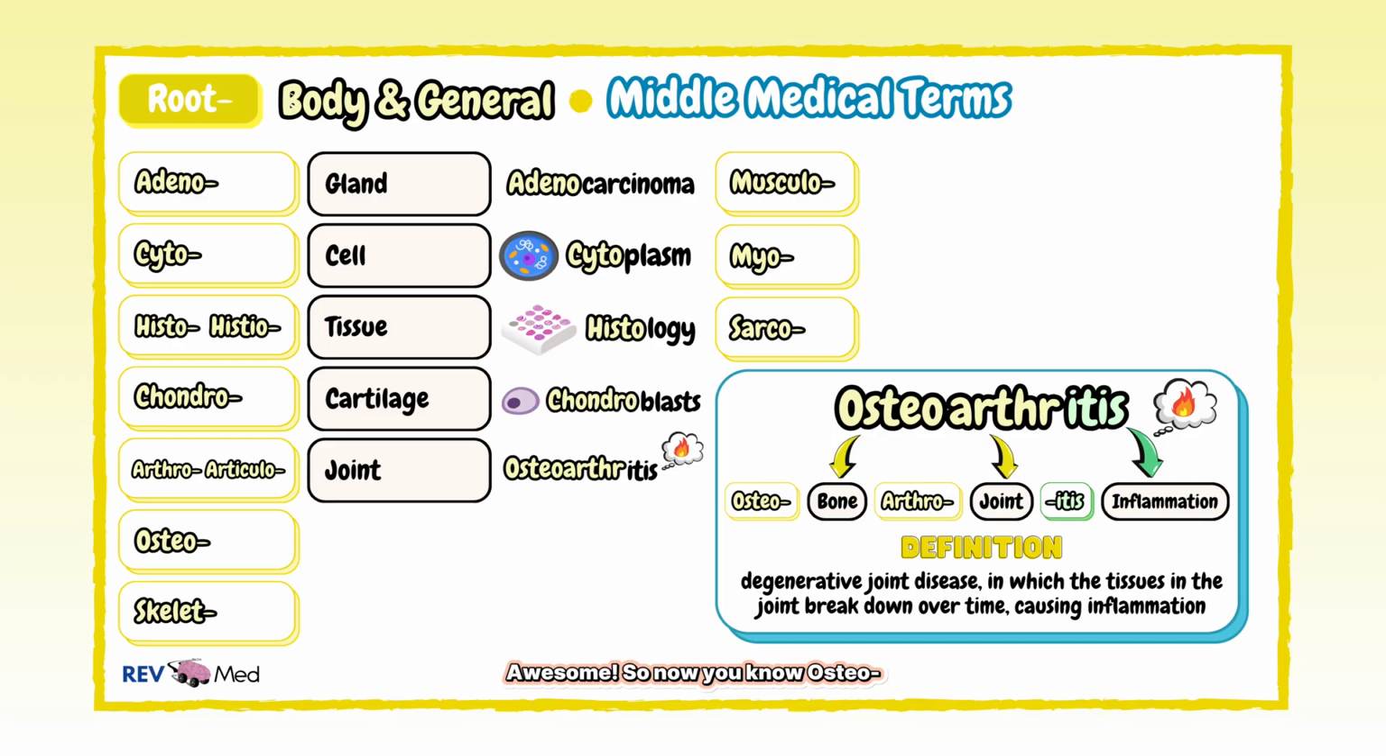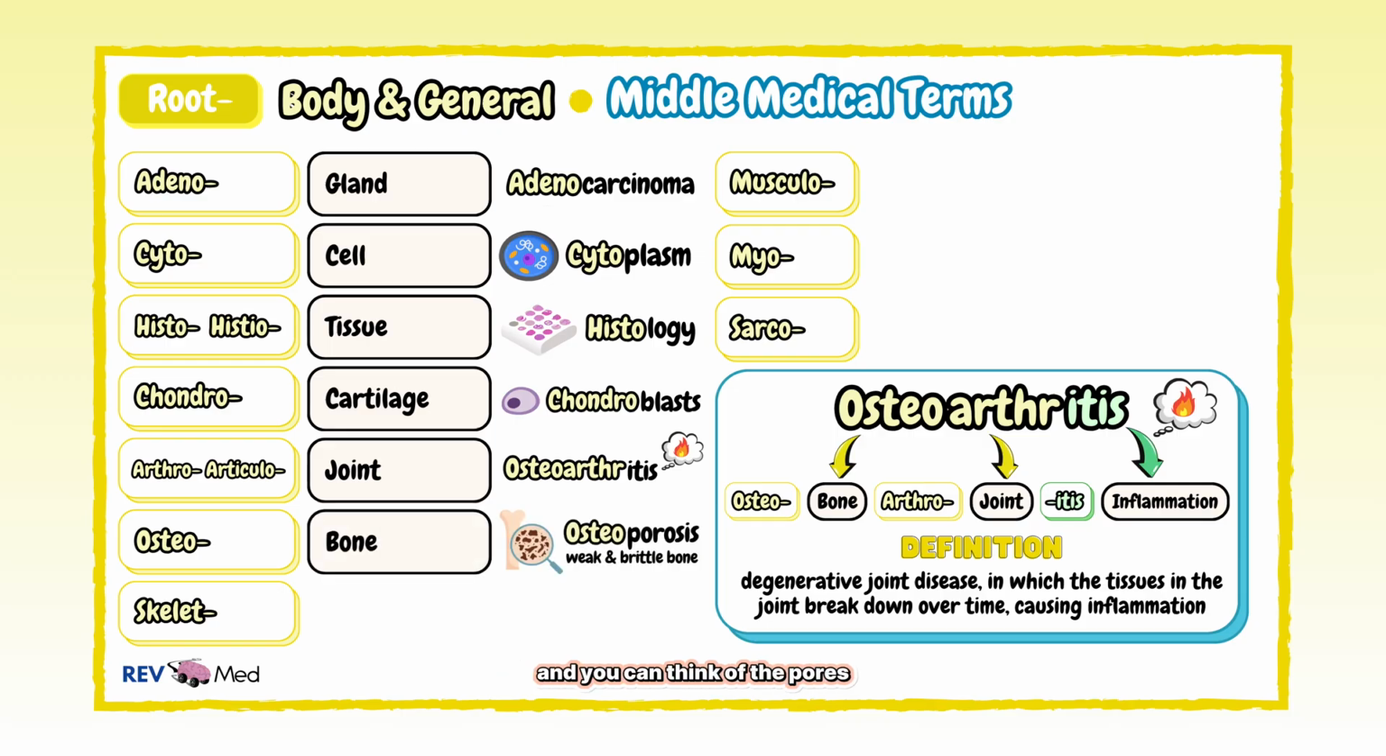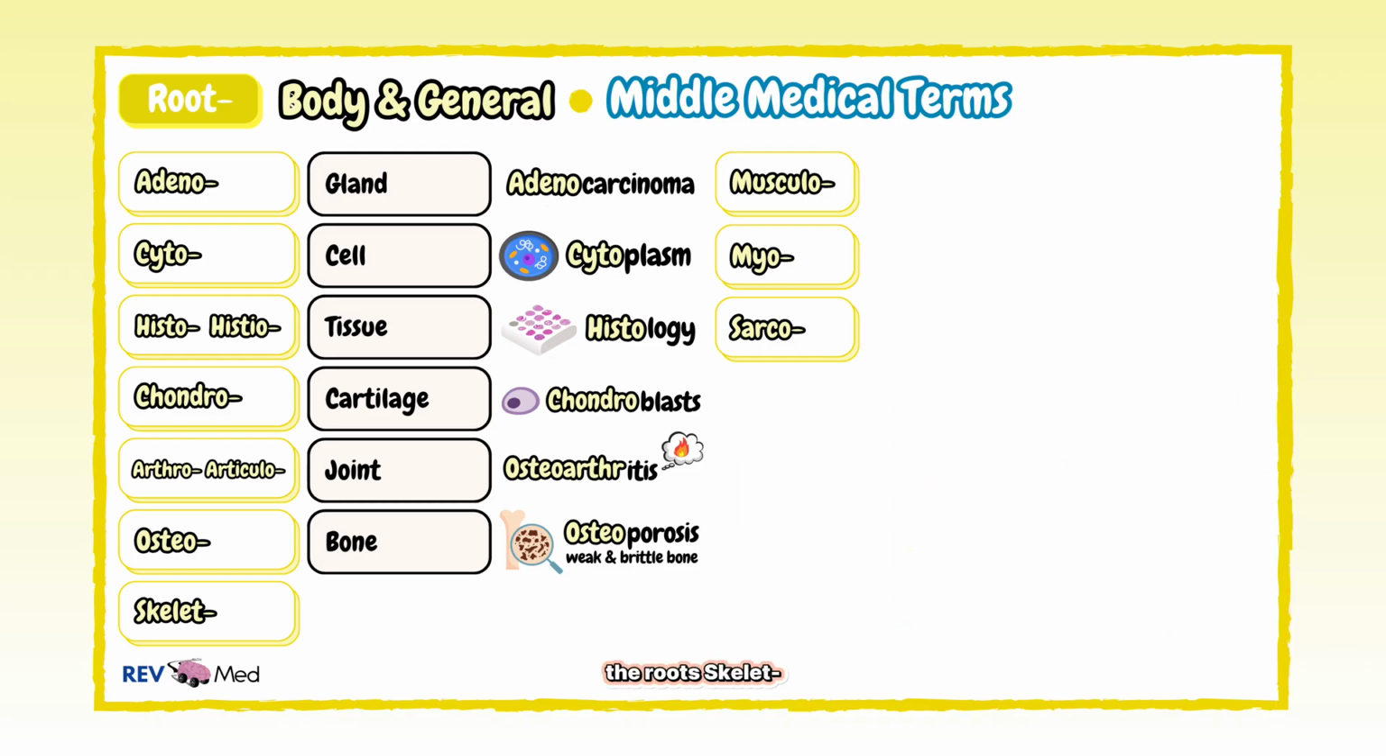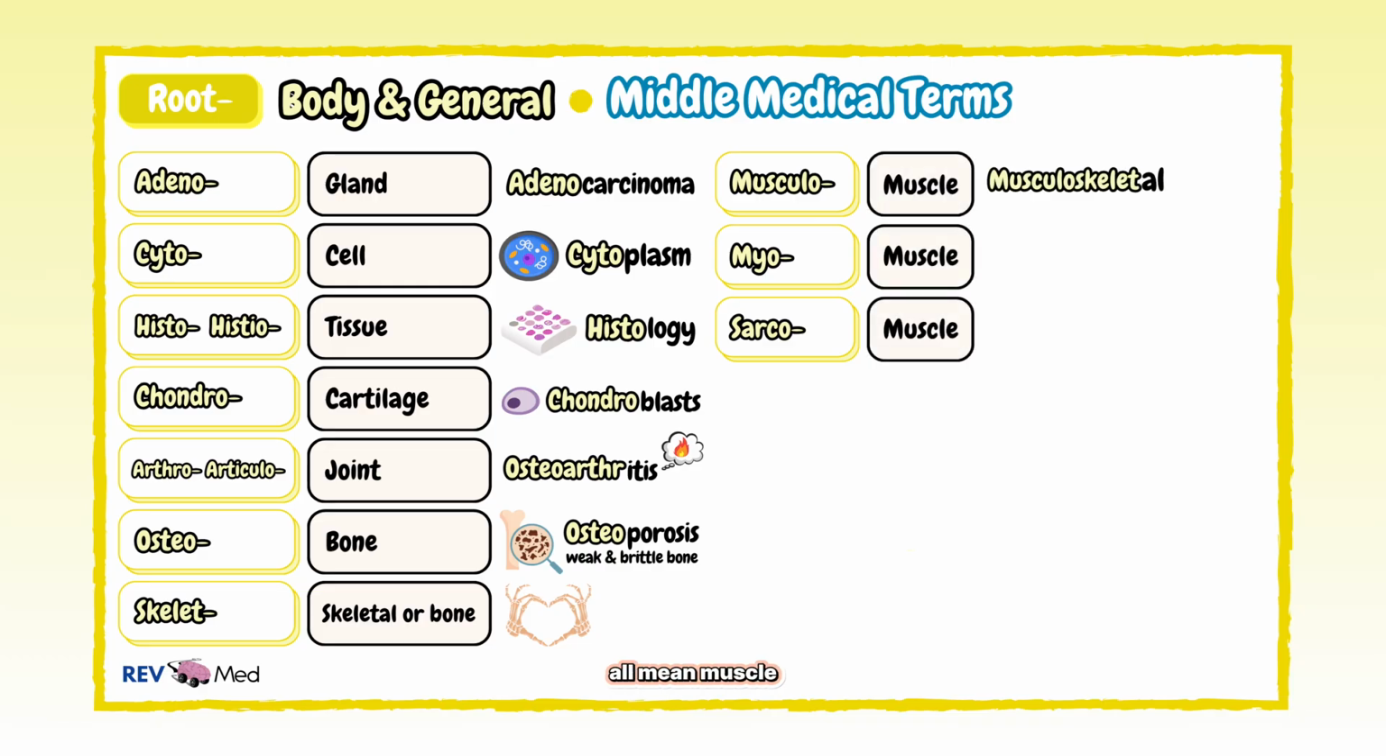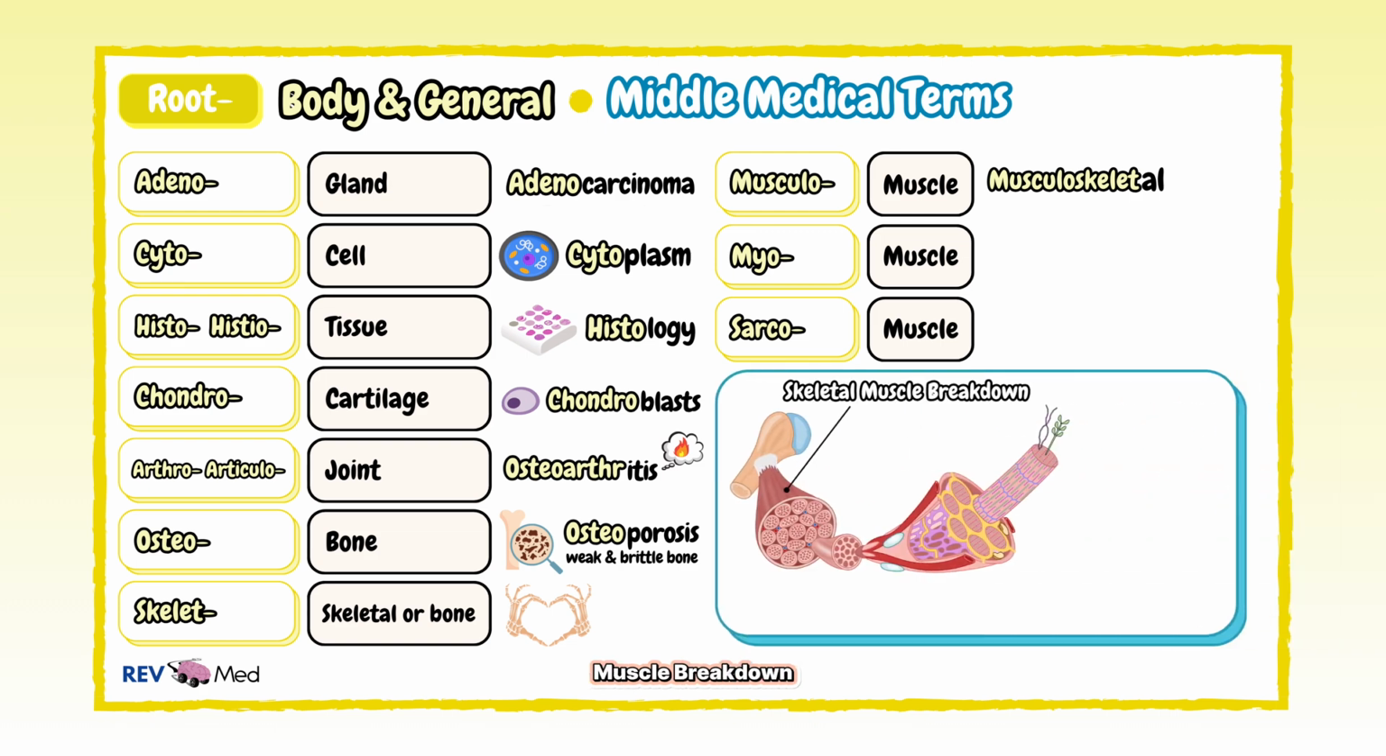Awesome, so now you know osteo, which means bone, and you can think of the pores in osteoporosis, which means weak and brittle bone. The root skelet means skeletal or bone. The roots musculo, myo, and sarco all mean muscle. We have musculoskeletal, joining the previous root word, and it relates to the musculature and skeleton together. So let's take a look now at the skeletal muscle breakdown. Notice all the root words and even some prefixes. Osteo, bone, has our skeletal muscle, which unravels into a muscle fascicle and into a muscle fiber.